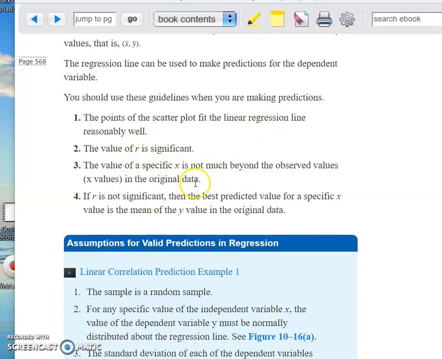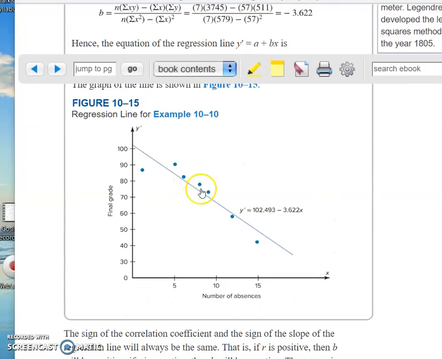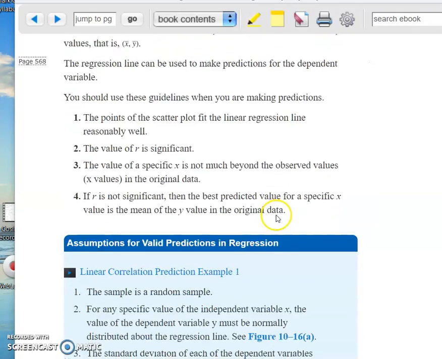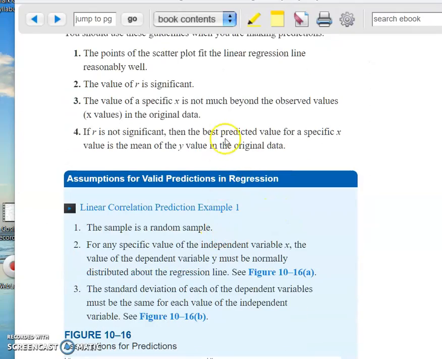The value of a specific x is not much beyond the observed values in the original data. In other words, you don't have ridiculous disagreement between the predicted version and what we have in the original data. You don't want to go too far out. Okay, so if your data only goes out to right here, and you picked an x way out here, you're probably not going to be very accurate. So you've got to be careful about things like that.